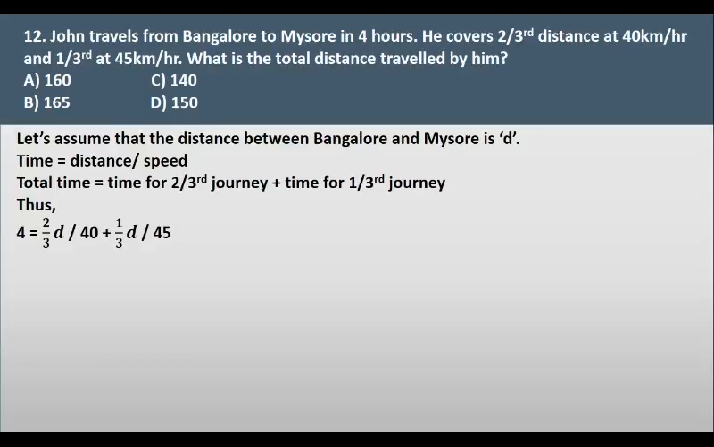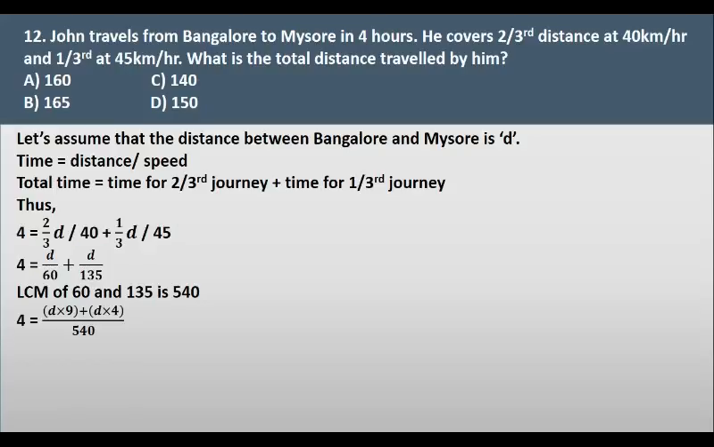So simplifying this, our equation reduces to 4 is equal to D by 60 plus D by 135. To proceed further, we would need to take the LCM of 60 and 135. Taking the LCM, we get the LCM to be 540. We see that 540 is 9 times 60 and it is 4 times 135. So carrying out the addition on the right hand side of the equation, our new equation becomes 4 is equal to D into 9 plus D into 4, whole divided by 540.